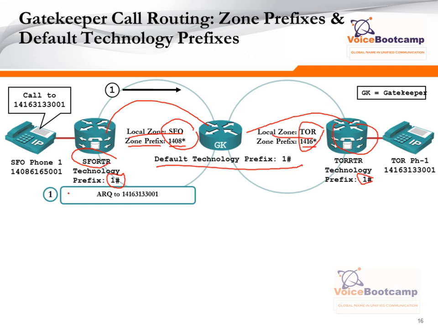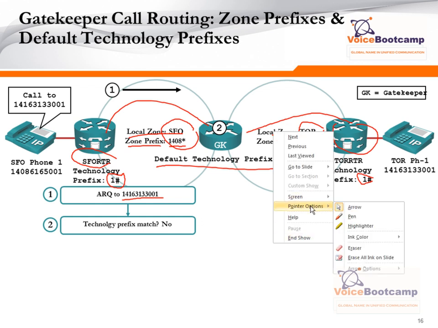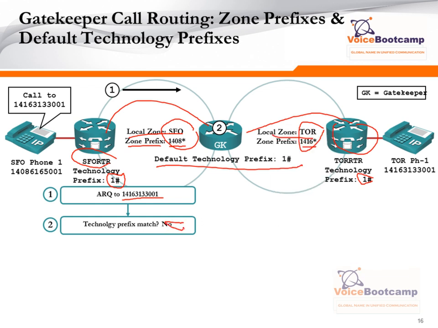I have two endpoints attached to the gateway. A call arrives at the gatekeeper with the ARQ number 141631330001. The gatekeeper looks at the number and realizes the technology prefix is not included in this particular message. So I'm going to have to further analyze the call. Then it's going to ask, does a zone prefix match occur? Well, if you analyze the number 1416, the gatekeeper tries to match that number against the local zone that is configured in Toronto because of the zone prefix 1416.